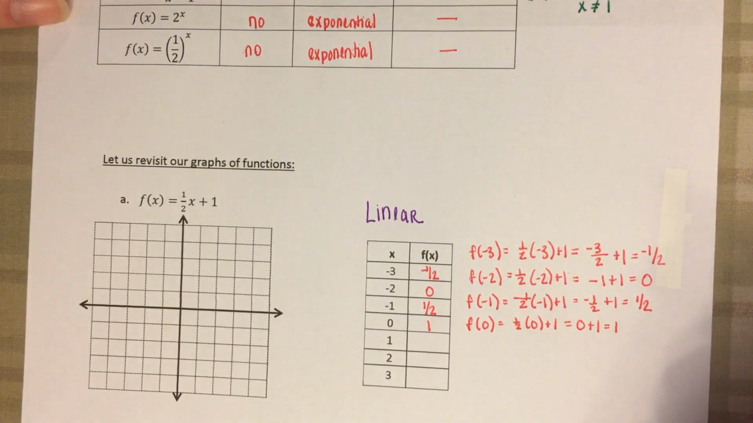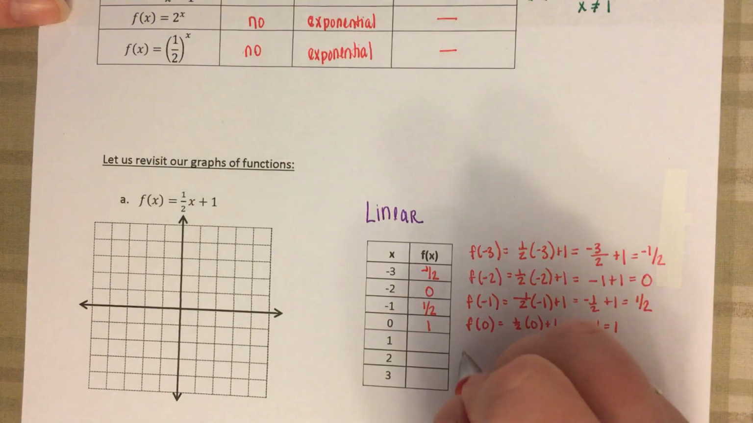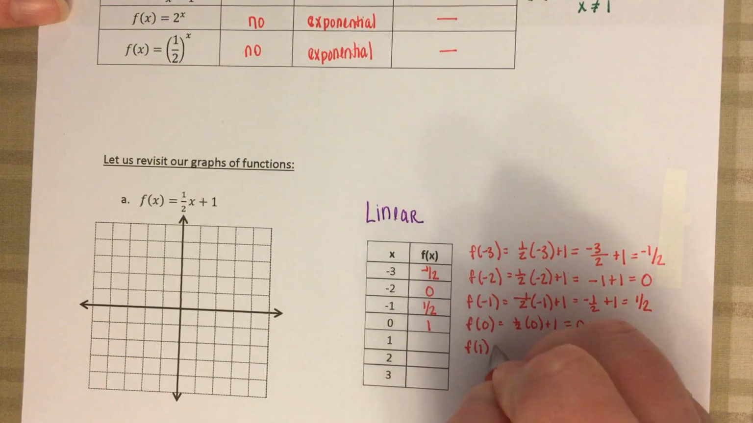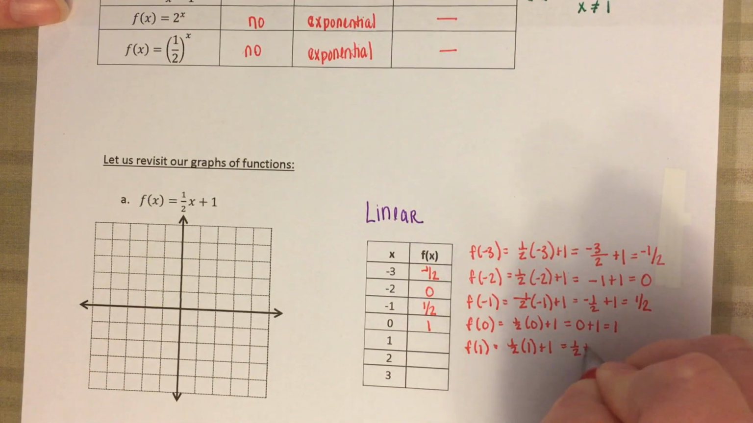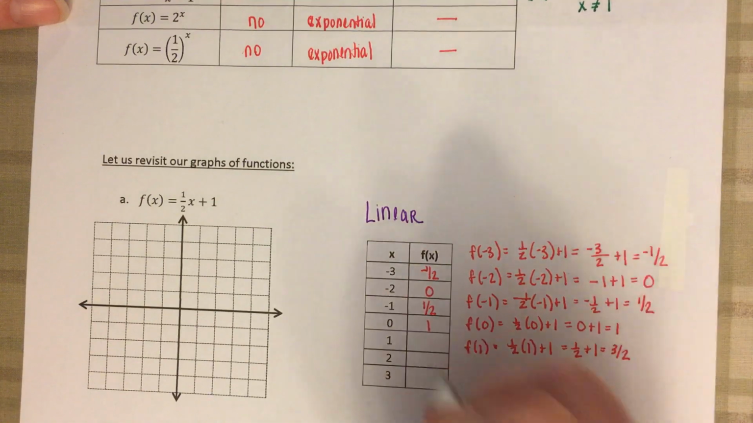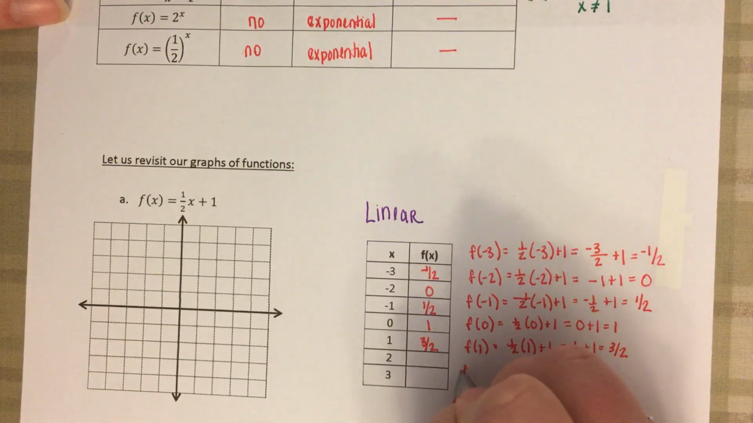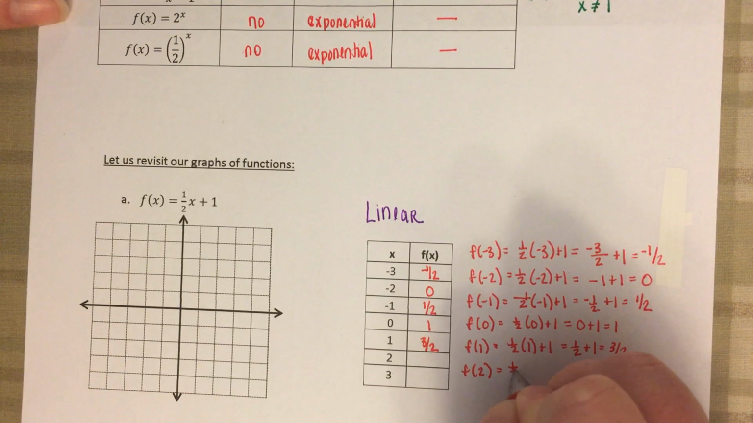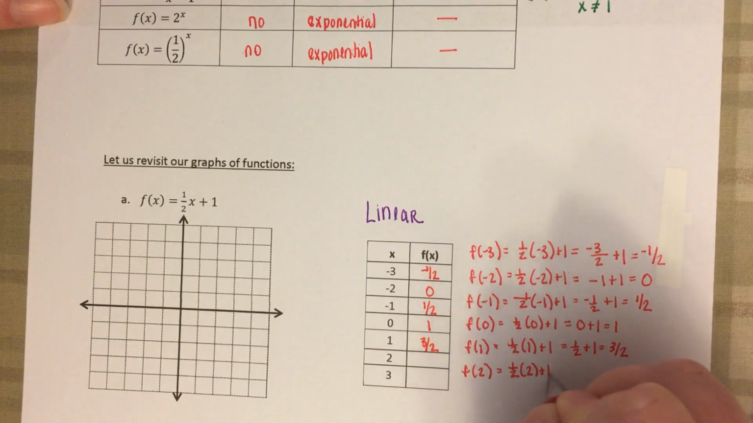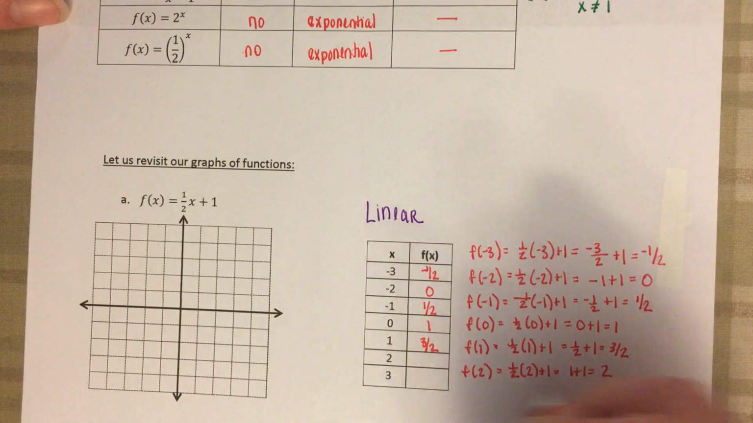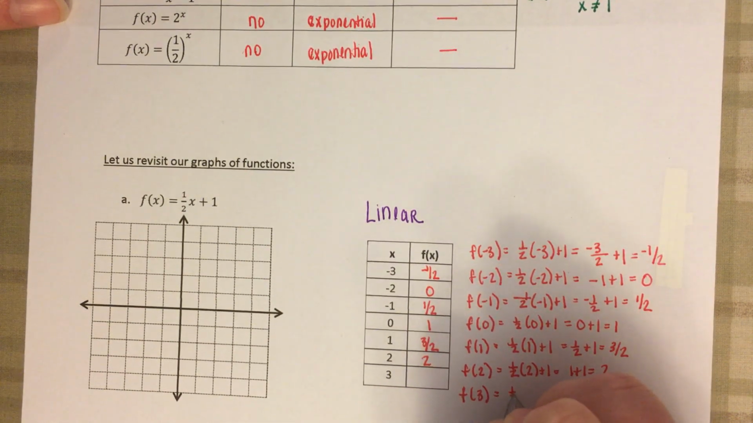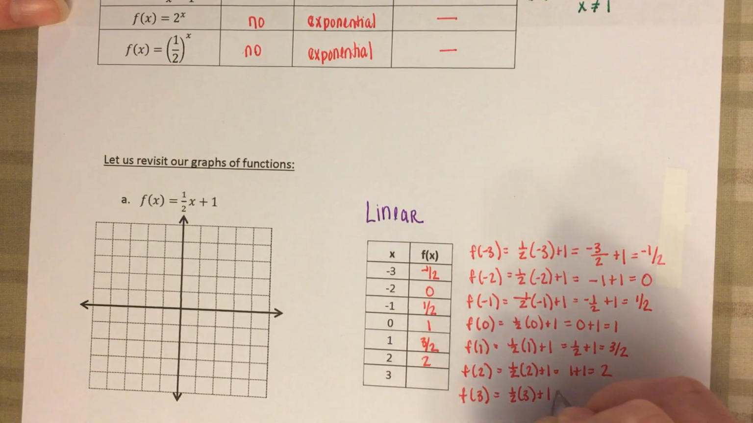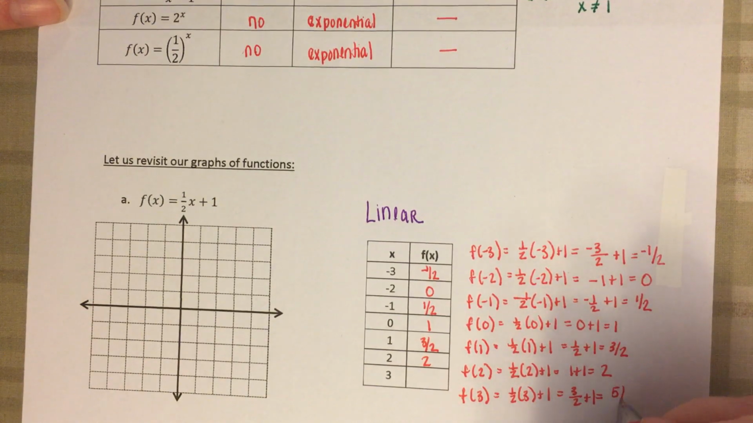Right. And then we're going to go through the last three. F of 1, 1/2 times 1 plus 1. 1/2 plus 1 is 3/2. F of 2, 1/2 times 2 plus 1. Well, 1 plus 1 is 2. F of 3, 1/2 times 3 plus 1, 3/2 plus 1 equals 5/2.